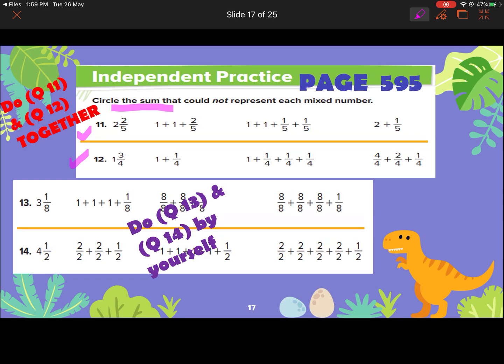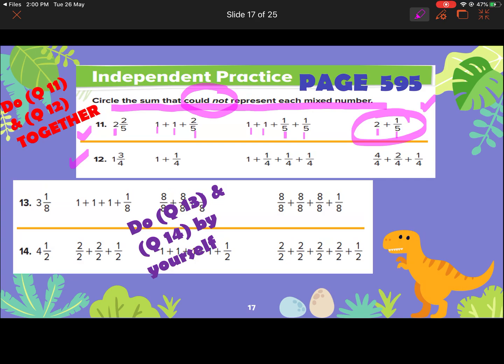Now circle the sum that could not represent the mixed number. So let's see, 2 whole and 2/5. So 2 whole means 1 and 2 wholes are there and 2/5 is here. So that is not the answer. 2 wholes are there and 1/5 and 1/5 become 2/5. So that also belongs to that number. But 2 whole and 1/5 does not belong to 2 and 2/5. So this is your answer, which does not belong to the given mixed number.